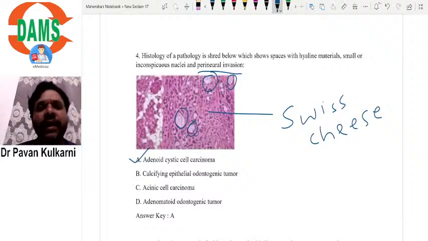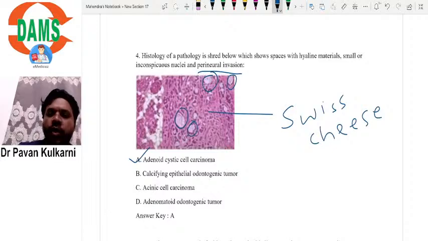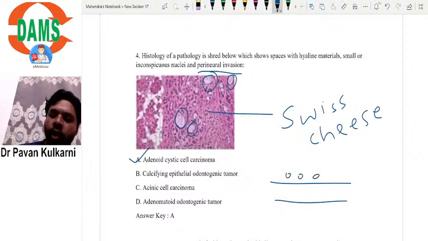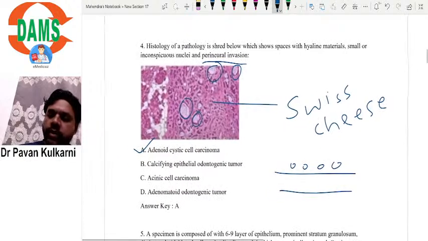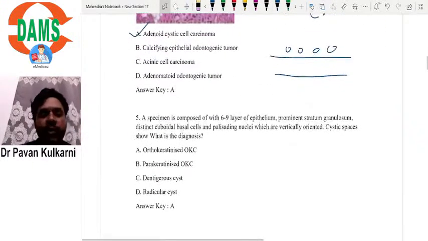What do you mean by Swiss cheese pattern? Multiple spaces will be there, and those spaces will be filled with pink eosinophilic hyaline material, and you will see characteristic perineural invasion. What do you mean by perineural invasion? Along the nerve. Suppose I draw this as a nerve. Tumor cells will be spreading all along the nerve like this. So this method of invasion is called perineural invasion.